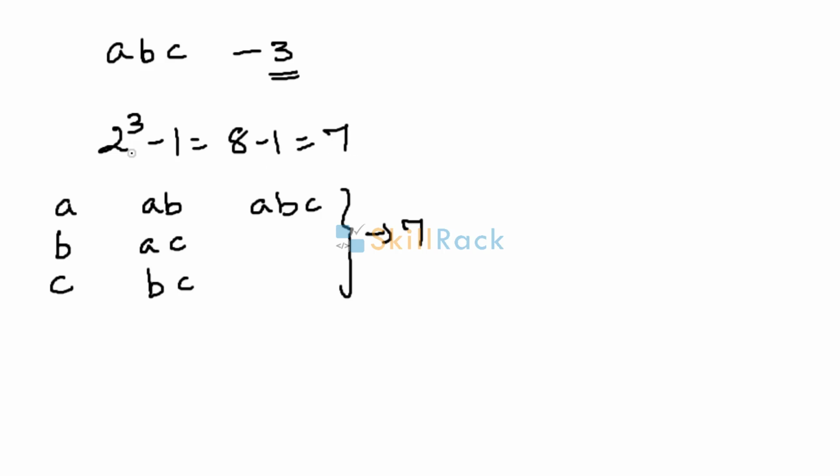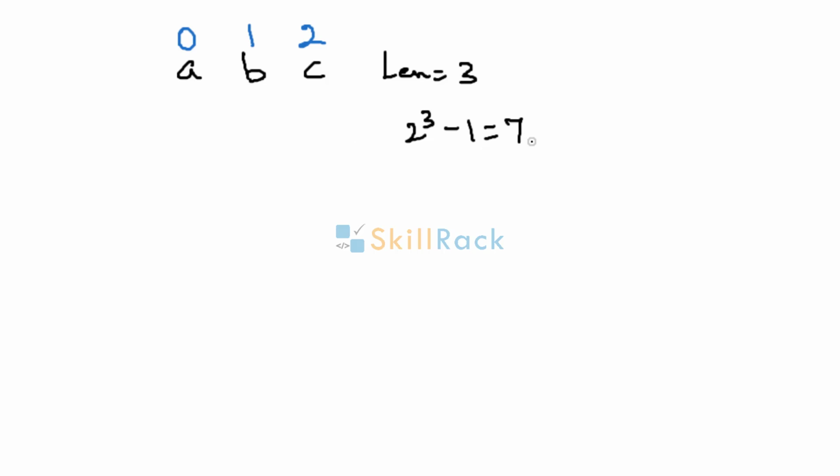So this 7 we can easily calculate as 2 power 3 minus 1, which is 8 minus 1, it is 7. Now what is the approach we can follow to generate these combinations? So now we have A, B, C. Let us write down the index values. The index value for A is 0, for B is 1 and for C it is 2. Now what is the length? Length is equal to 3. So what is 2 power 3 minus 1? It is 7. So 7 such combinations are possible.